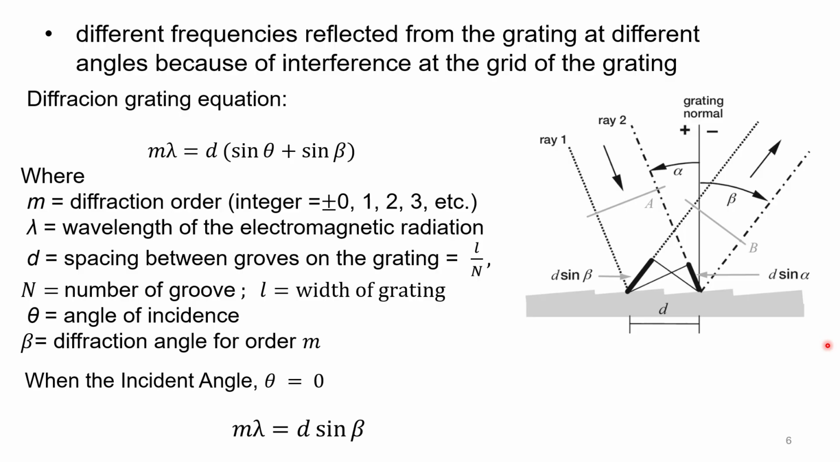Alright, so the summation of this can be calculated using the equation here. So when the incident angle theta is equal to 0, meaning that if the light is shining directly towards the grating in this direction, then theta will be 0. So the equation will become m lambda equals d sine beta.